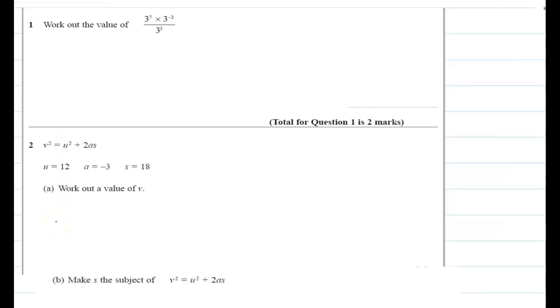Hi there, today we are doing Tuesday 6 November 2018 paper 1, that is non-calculator for higher.